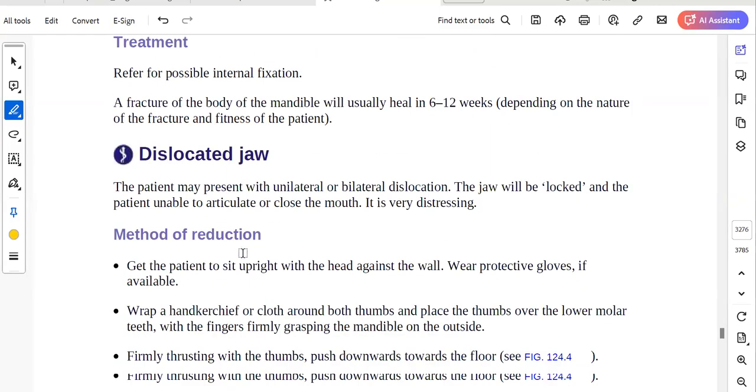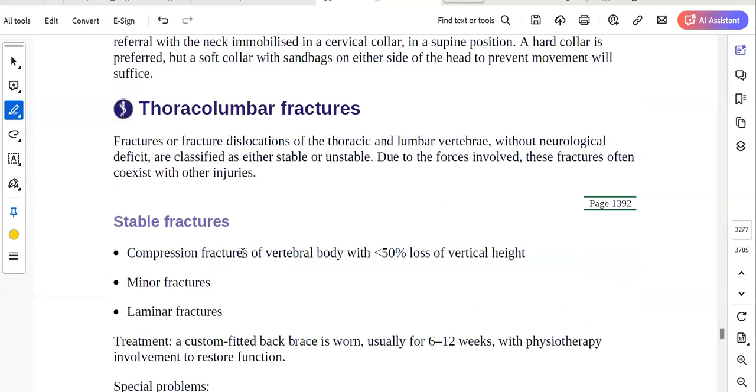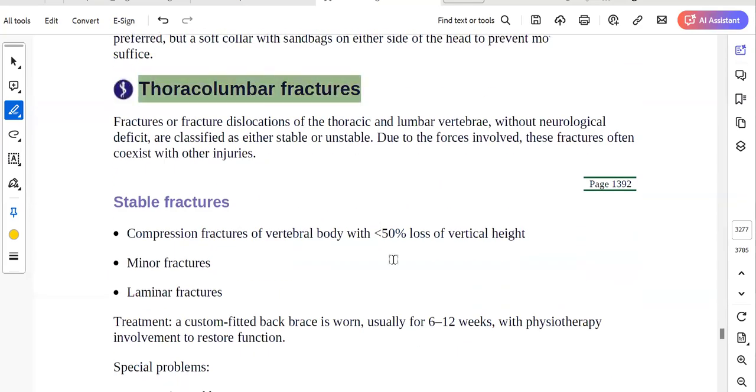Mandibular fracture is not needed. Dislocated jaw is not needed. Thoracolumbar fracture. Let's talk about this.